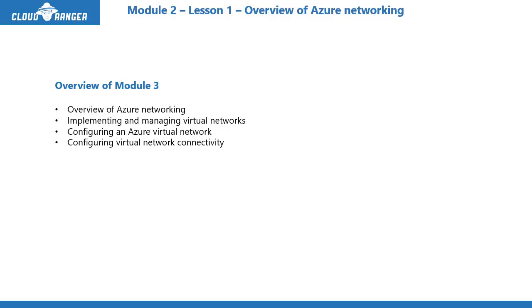So let me tell you, this is probably one of the most important lessons that we will have in this entire series, because networking is one of the primary building blocks of infrastructure in Microsoft Azure. So everything is built first around a network or in a network. That's why it will be one of the most important ones.